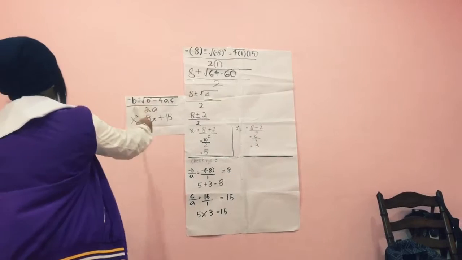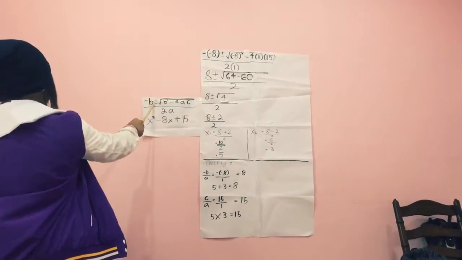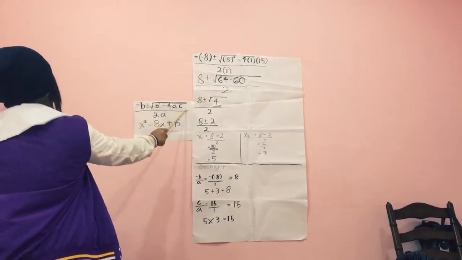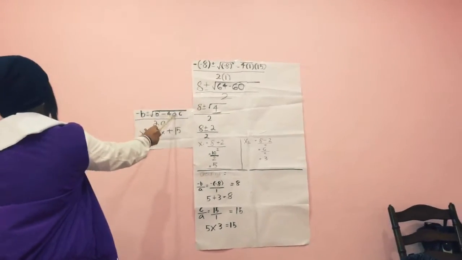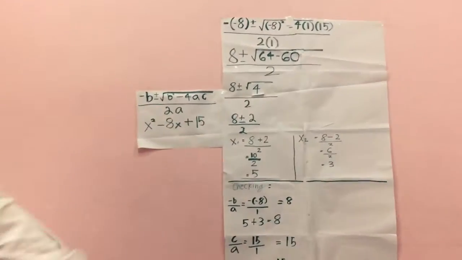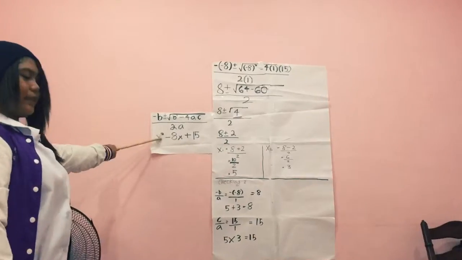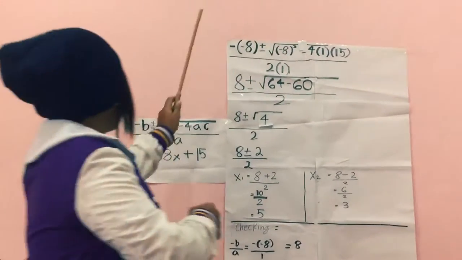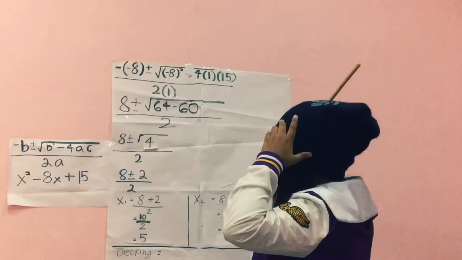So this is our formula. Negative b plus minus the square root of b squared minus 4ac, then over 2a. This is our example. So now in solving, let's do this.